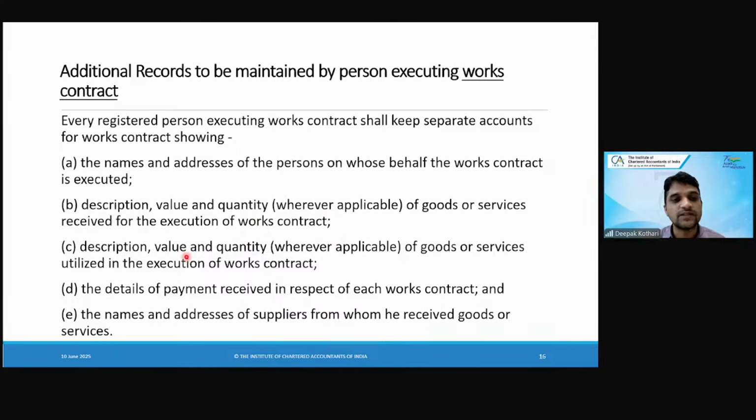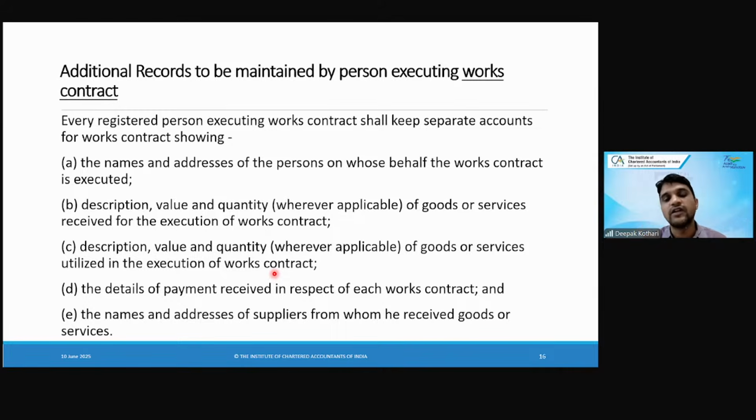Then description, value, that is quantity of the goods or services utilized in the execution. One is receiving and utilizing. Here there is difference. Any description, value, and quantity of goods which you are receiving, keeping in stock, and second is what you are utilizing from that stock. Both has to be maintained. So it's like a production. You have something in your warehouse, you have used it for your production, then the production record has to be maintained.